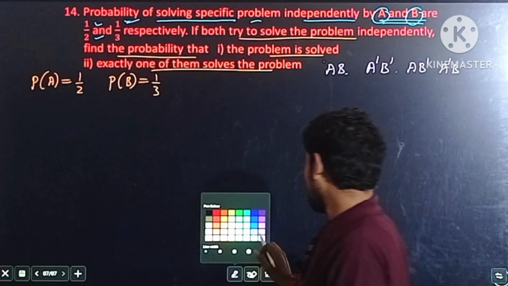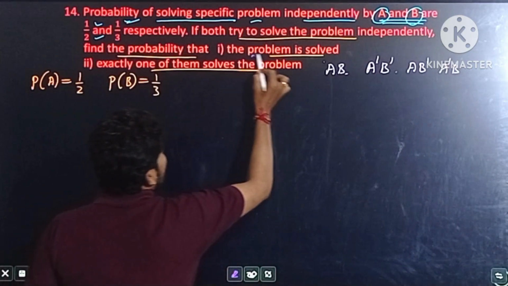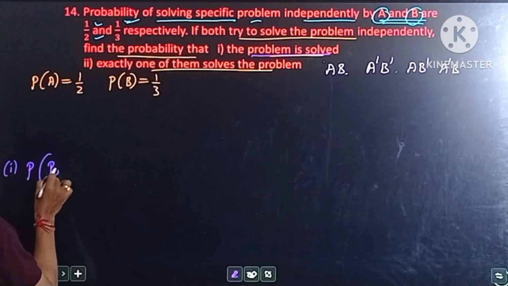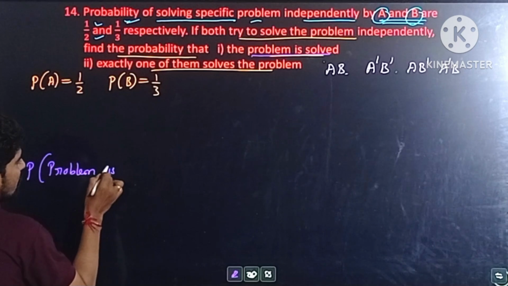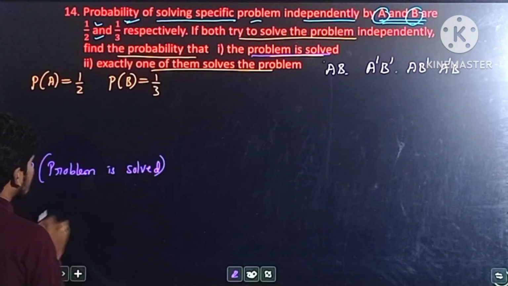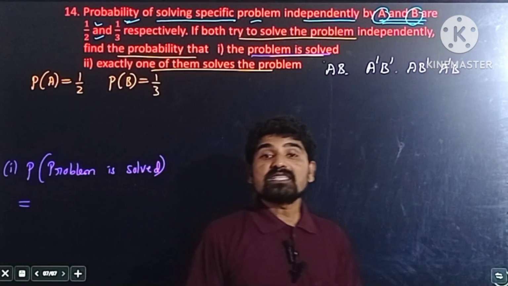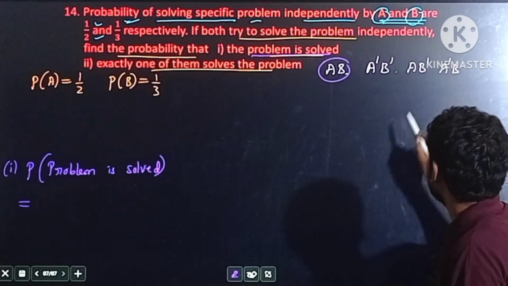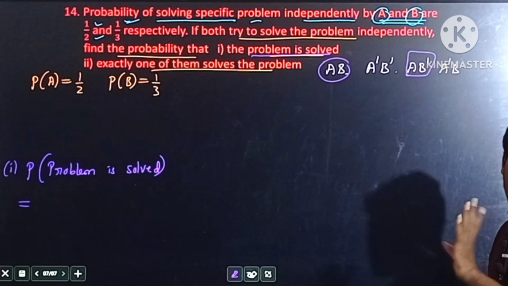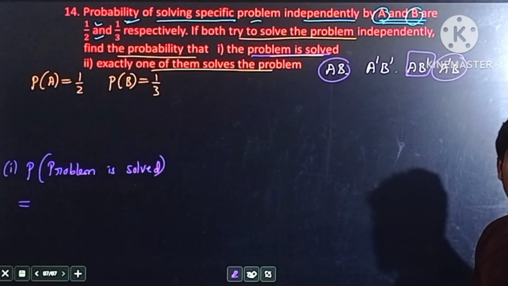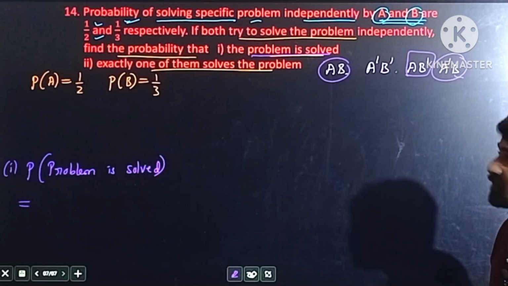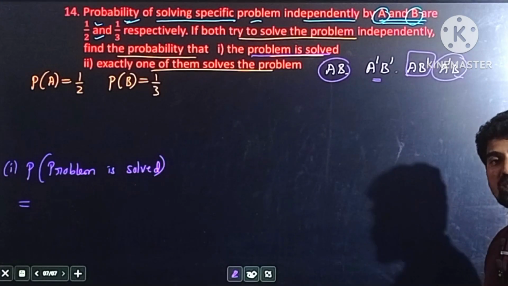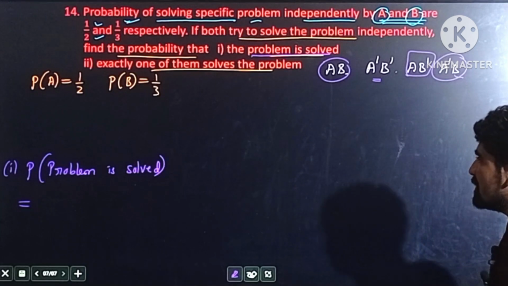But here we need to identify the probability that the problem is solved. So in the first question we need to identify the probability that the problem is solved. Just observe these four cases. In which case is the problem solved? In the first case, both of them solve it. In the third case also, the problem is solved by student A. And in the fourth case also, the problem is solved by student B. Except the second, in all three cases the problem is solved. It may be solved by both or anyone.